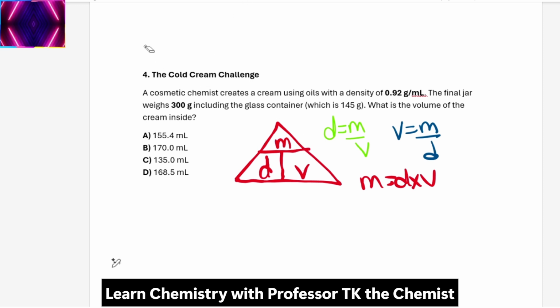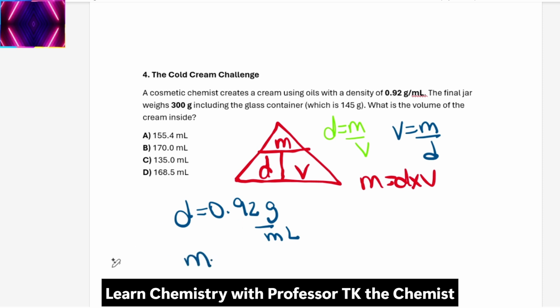Now, let's say that we want to go ahead and solve question number 4. It says a cosmetic chemist creates a cream using oils with a density of, so this is already what they're giving us, the density is equal to 0.92 grams per milliliter. The final jar weighs 300 grams, including the glass container, which is 145 grams. What is the volume of the cream inside?